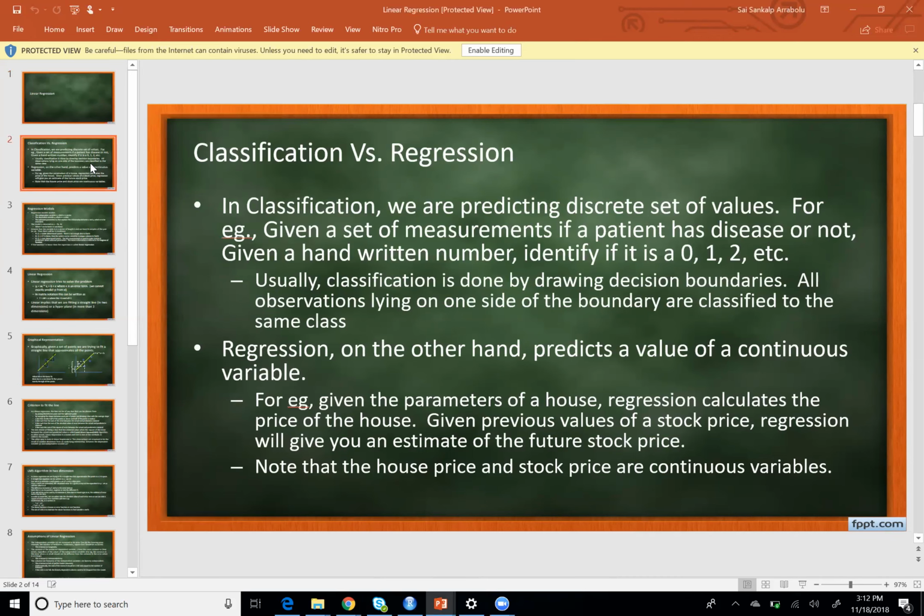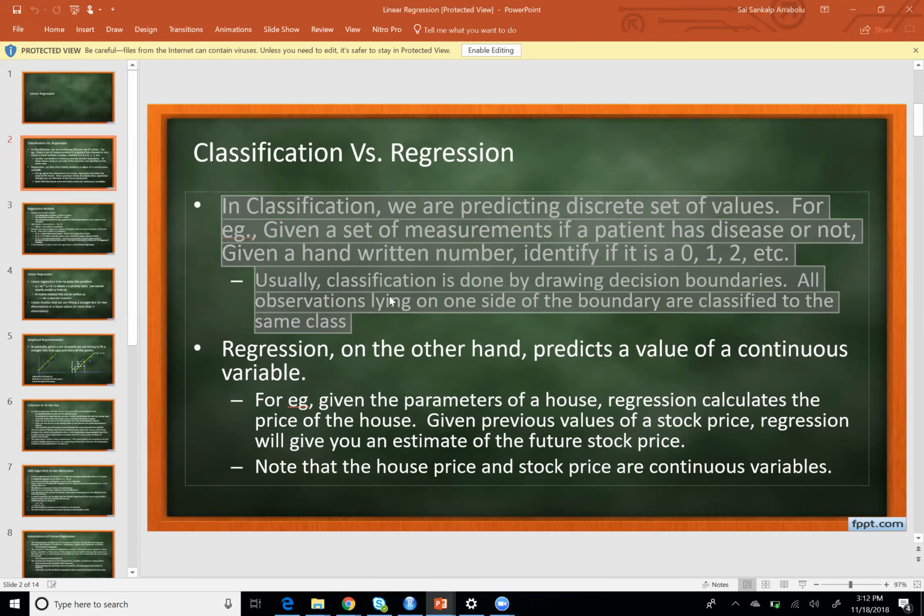Usually classification is done by drawing decision boundaries, and all observations lying on one side of the boundary are classified as the same class. This is pretty much like the last few classes with decision trees, neural networks, support vector machines. We have done basically this so far. So now let's look at what regression is.